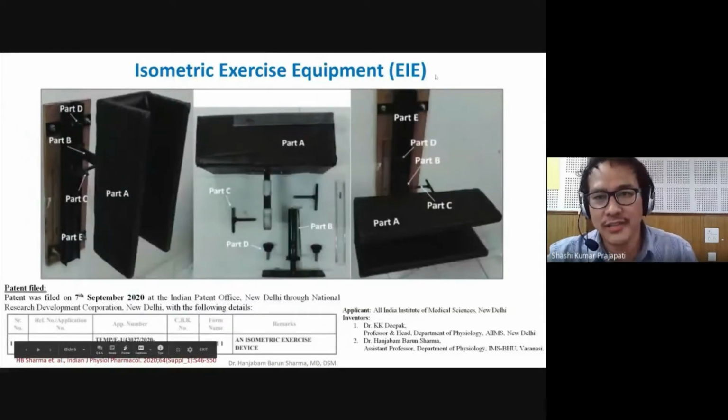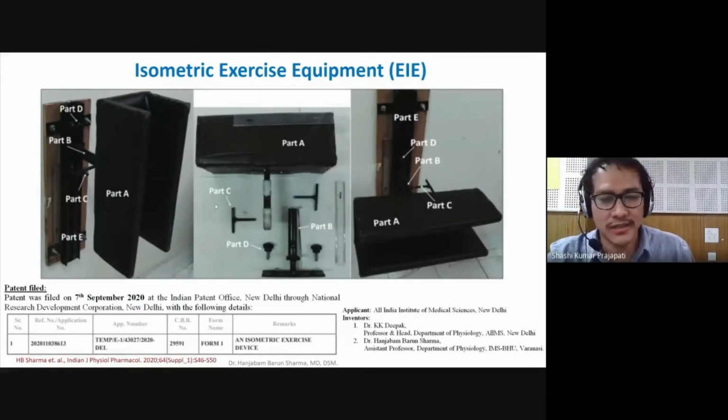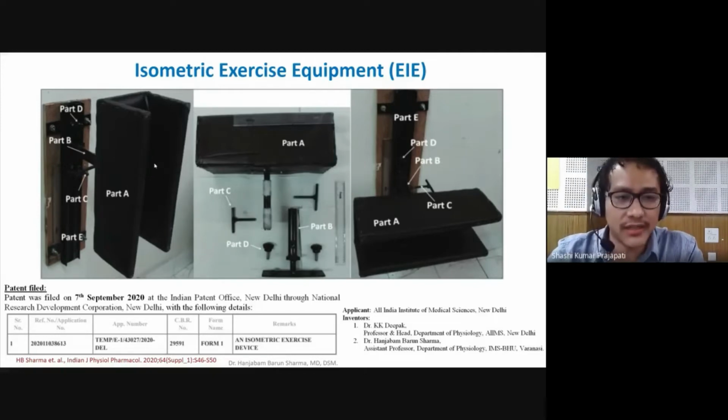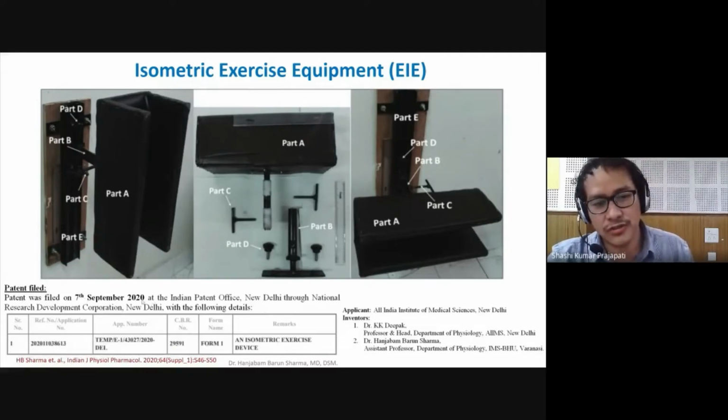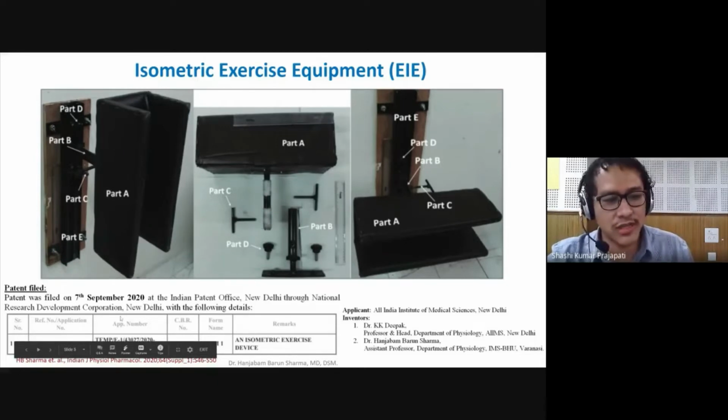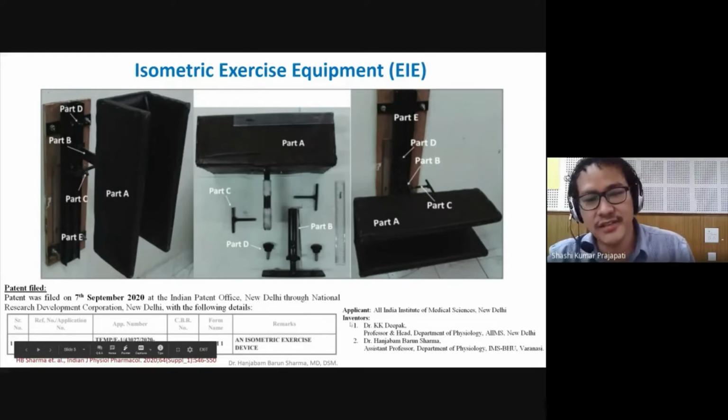So this is the isometric exercise equipment which we made. It consists of different parts. The most important thing here is part A, where we introduce our forearm. But this instrument can also be used to record the quadriceps and hamstring. Here we have not shown the quadriceps and hamstring strength curve, but it can be done. This instrument patent was filed on 17 September 2020 at the Indian Patent Office through the National Research Development Corporation, New Delhi. And these are the patent details. The inventors were Professor K.K. Deepak and myself, and the applicant was AIIMS, New Delhi.